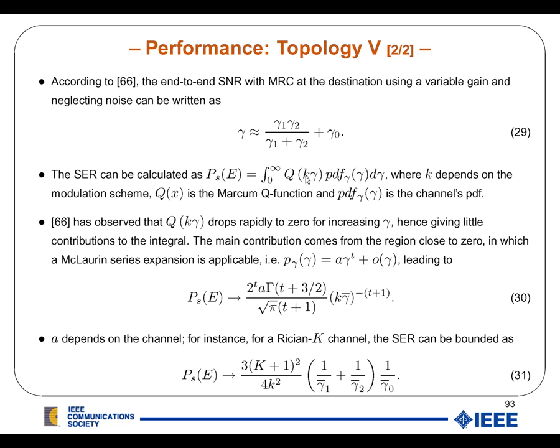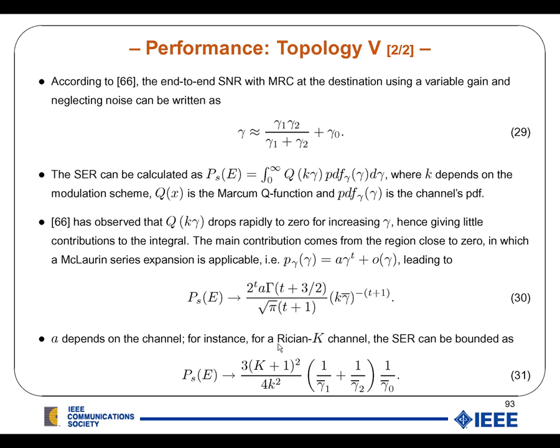on the modulation scheme. Now 66 has observed that Q(K√gamma) drops rapidly to zero for fairly large gamma and hence gives very little contribution to the integral. What they've done is they have hence expanded that PDF close to its origin into a Maclaurin series and used that expansion to find an upper bound on the symbol error rate, which is given right here, and where you see all necessary terms given in here, where the A depends on the channel.